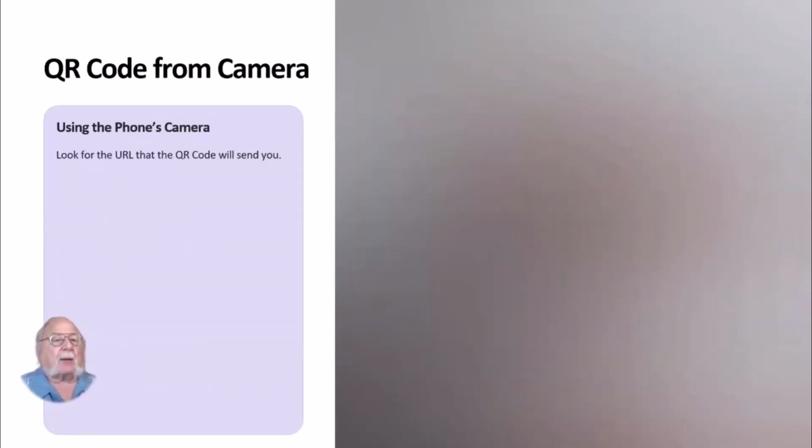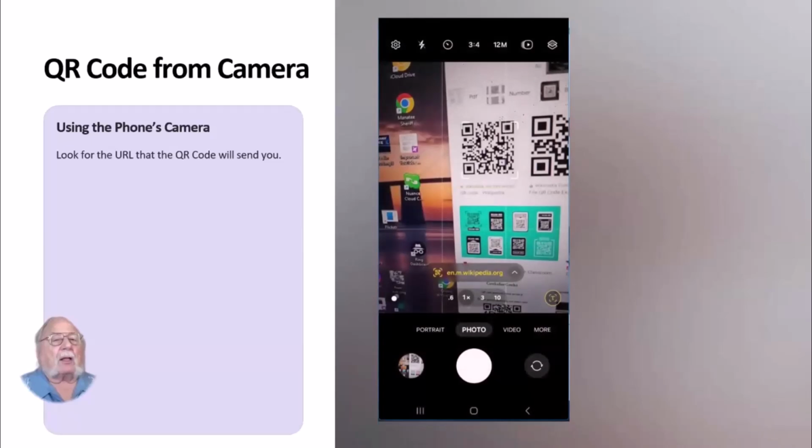QR codes from a camera. Using the phone's camera, look for the URL that the QR code will send you. Here is one from my camera, and you'll see that it shows up as the link. If you are very careful, you need to click on the little up arrow. If you're not careful, it automatically will take you to that website.